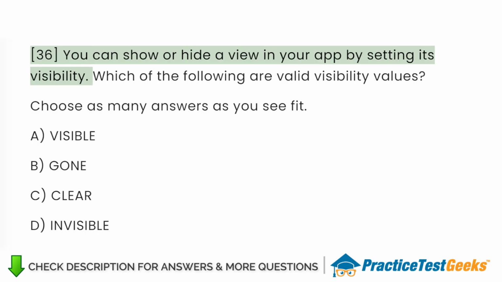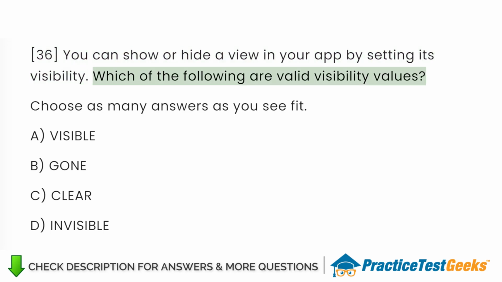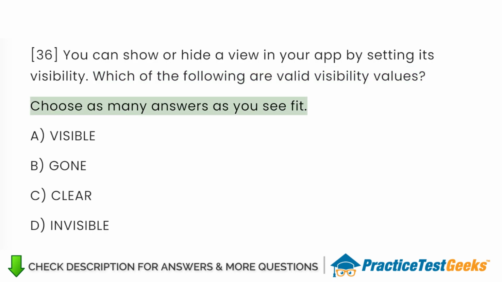You can show or hide a view in your app by setting its visibility. Which of the following are valid visibility values? Choose as many answers as you see fit. A. Visible. B. Gone. C. Clear. D. Invisible.